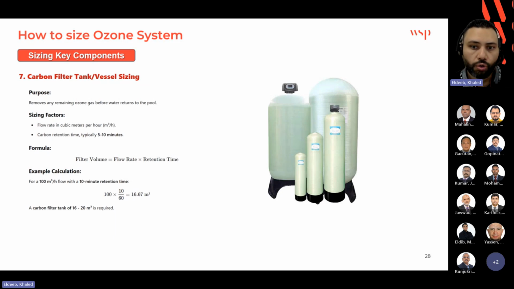As we see in this example calculation, if we have a pool with a flow rate of 100 cubic meters per hour, we need a carbon filter tank with 20 cubic meter capacity.